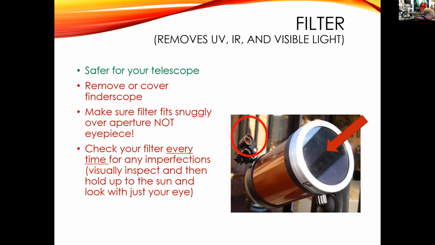I have a solar filter right here that I use. You see that it looks like a mirror, blocks almost all the light going through it. To check it, you visually inspect it for any imperfections, and then you go outside and you hold it up to the sun and you move it around and you make sure that you don't see any bright areas. And then once you've ascertained that your filter is in good working condition, then you put it snugly on your telescope.